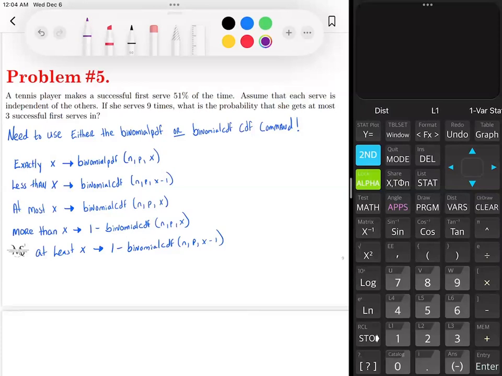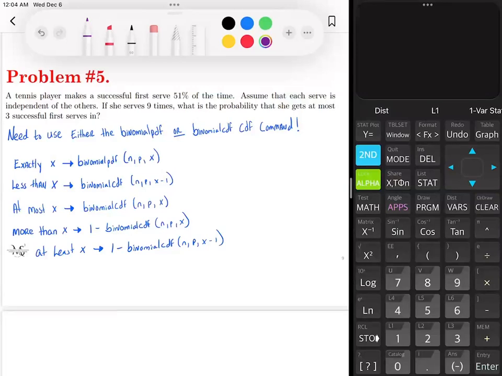So please note that in problem number 5, you're going to need to use either the binomial PDF or binomial CDF command. Depending on the wording of the problem, if it uses any one of these keywords like exactly X, where X is some numerical value, less than X, at most X, more than X, or at least X, those are one of the 5 formulas per se that you can use based on the keywords.